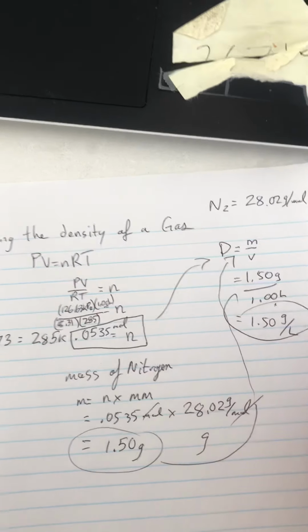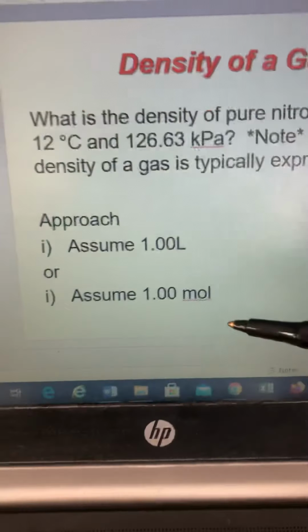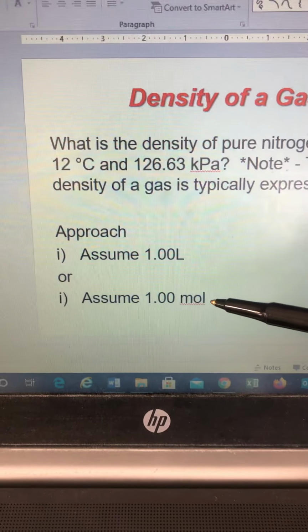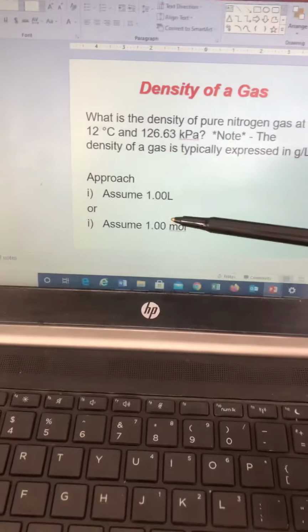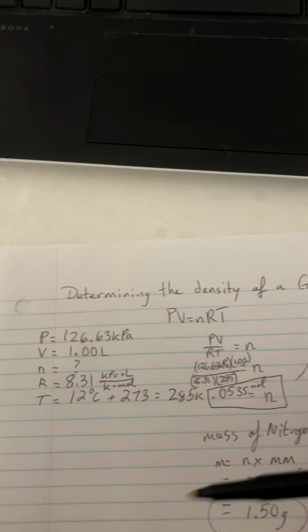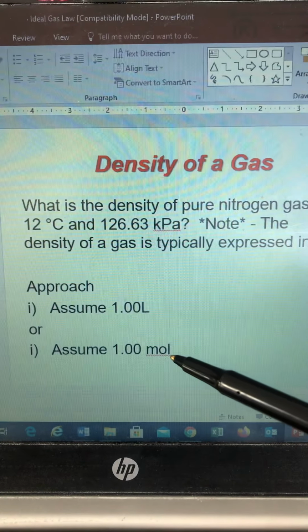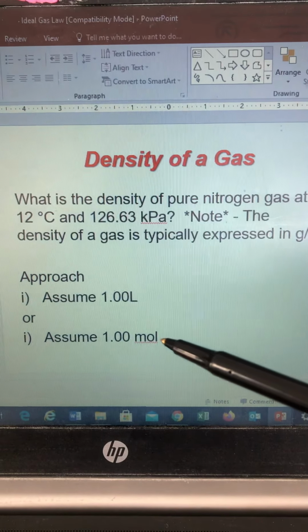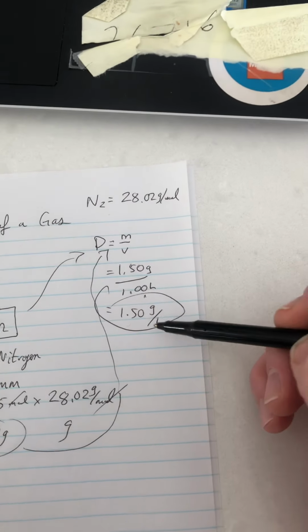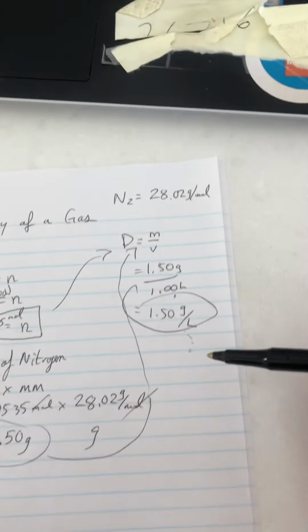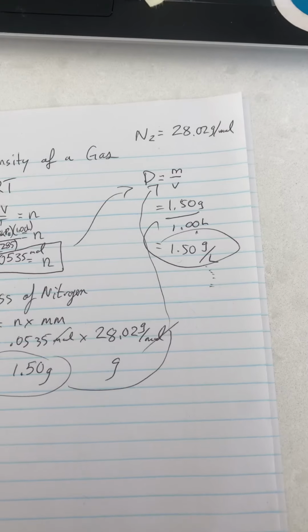Now again, if you go back and use this other approach where you substitute in a number of moles, you'll be solving for a volume. And again, if you assumed 1 mole, you would have the molar mass of nitrogen already calculated, and you'll just have a volume you'll have to divide by. Either way, it should get you to 1.5 grams per liter. So have a try at that and see which way you prefer.